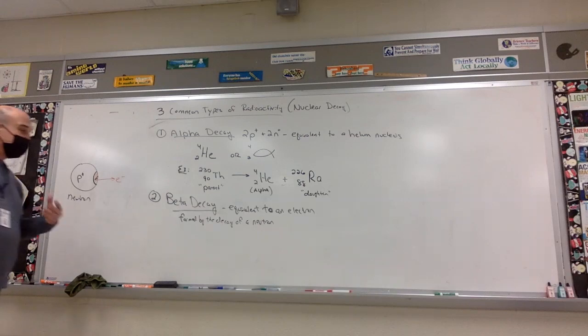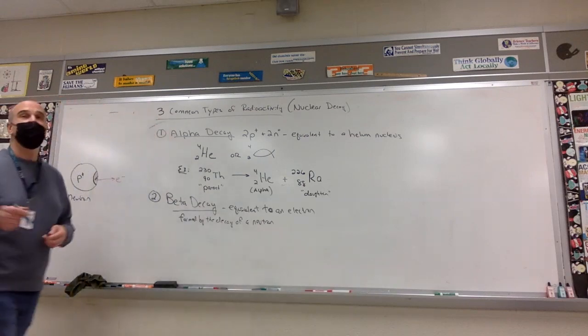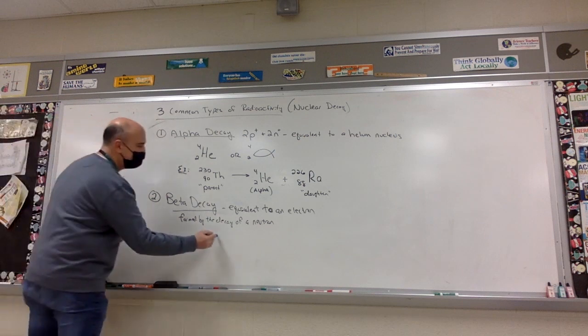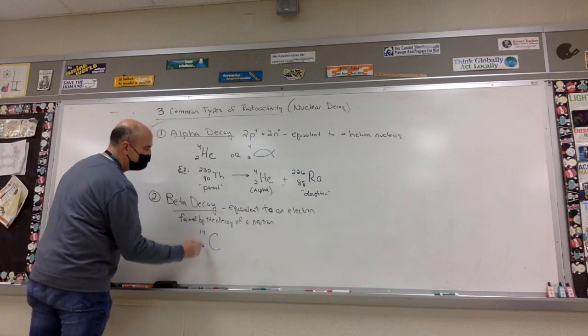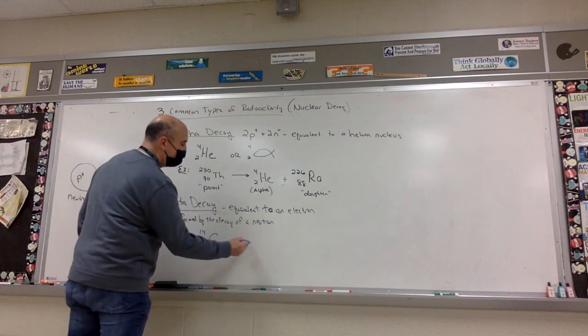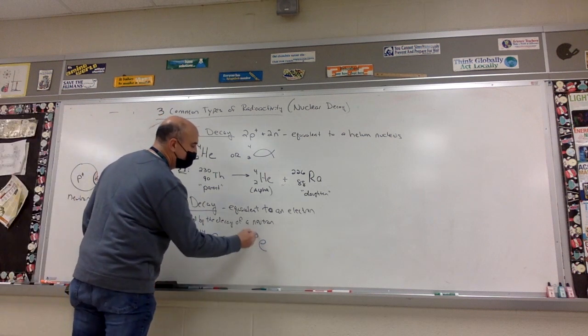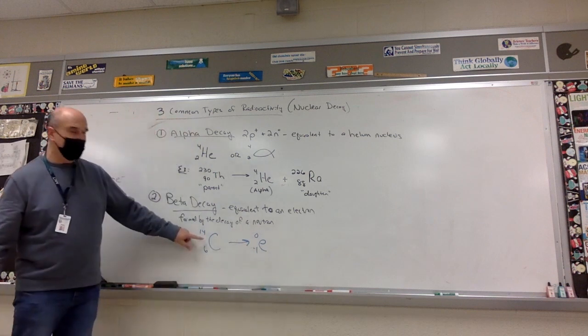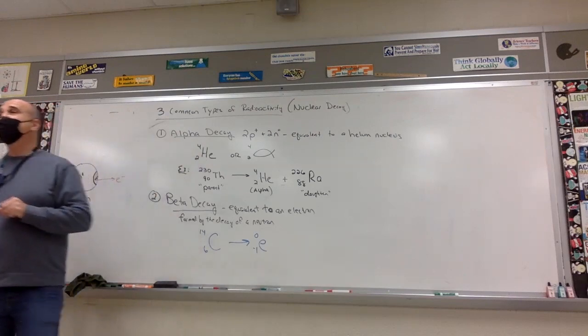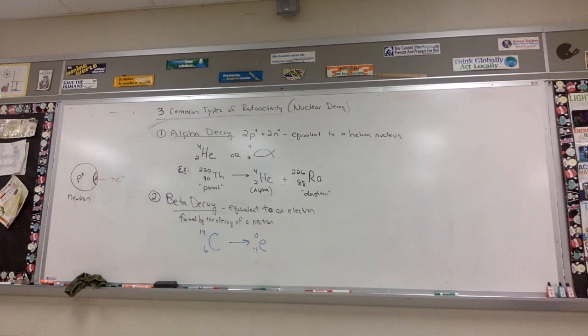Okay. This is what happens in carbon-14. Remember we talked about carbon dating? So the isotope of carbon, carbon-14, is radioactive. Okay. It emits a beta particle because one of its neutrons turns into a proton and ejects an electron, what's equivalent to an electron.